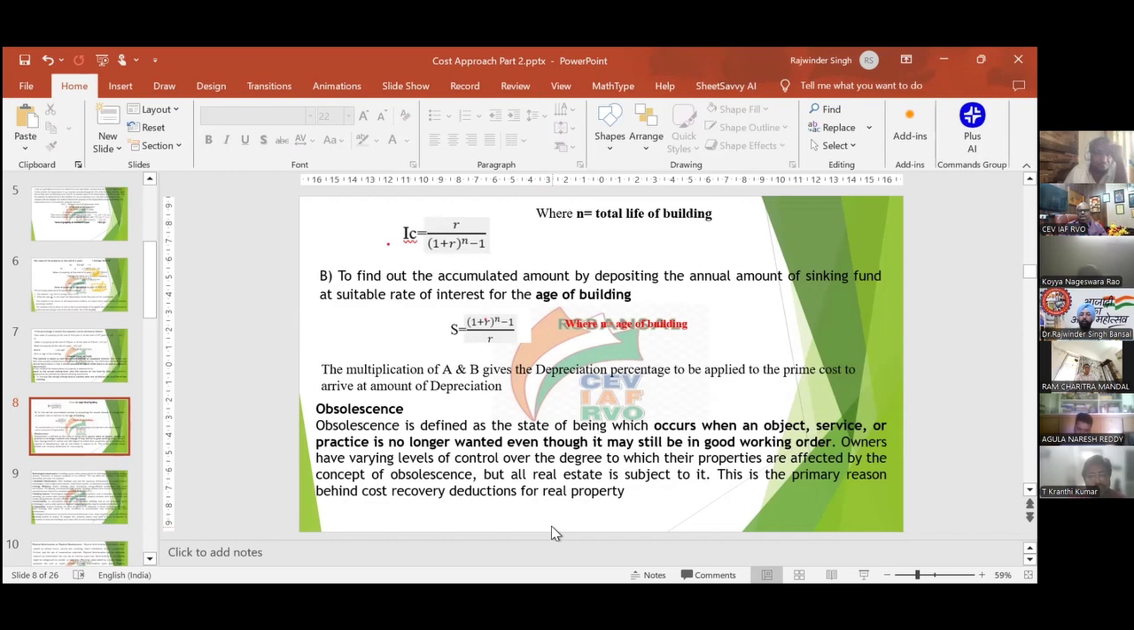Any doubt? Sir, salvage value shall be greater than a scrap value, correct? What? Salvage value can be greater than a scrap value. Sir, it will depend.